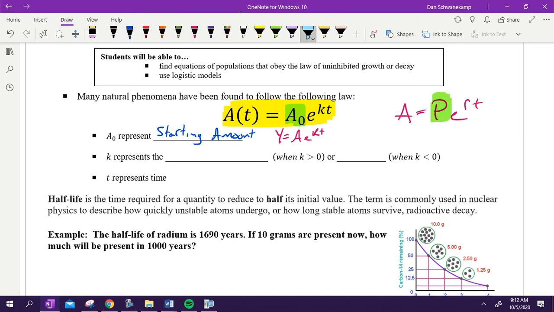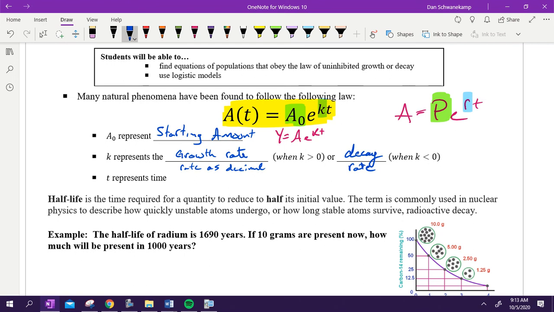Our K is right here. It's with our T. It's in the same place as R. So what do you think that's going to represent? It's our rate, and it needs to be written as a decimal. Now, we do have two different lines here. When K is greater than 0, that's a growth rate. Or if it's less than 0, it's going to be a decay rate. So basically, is the amount of stuff going up or going down?